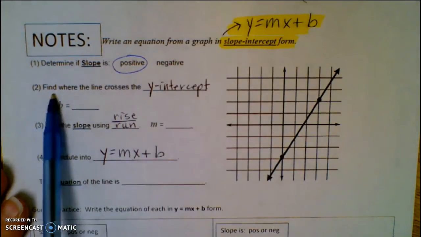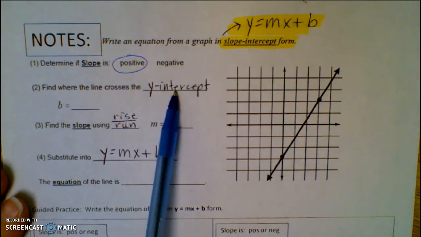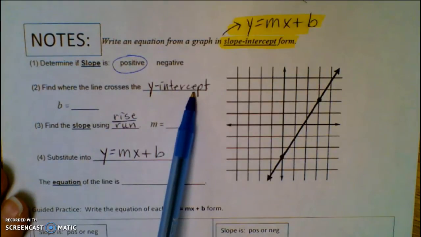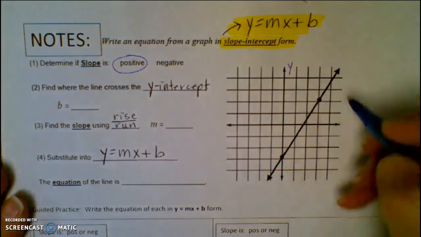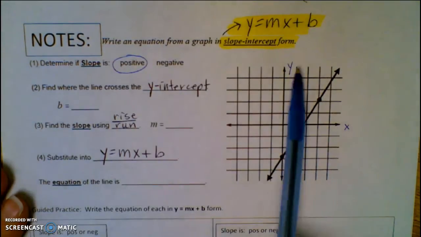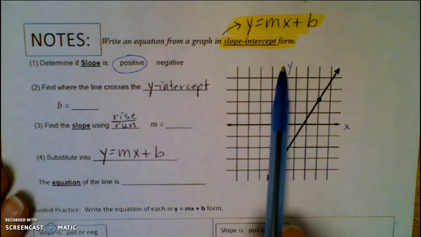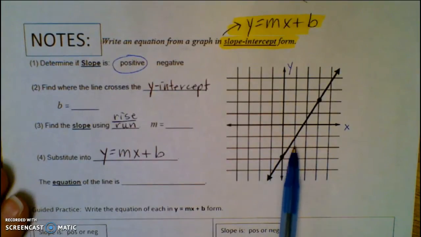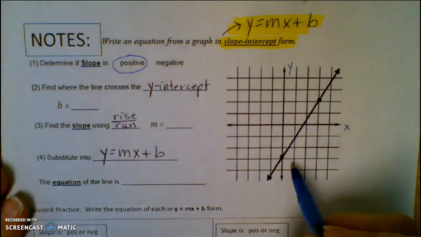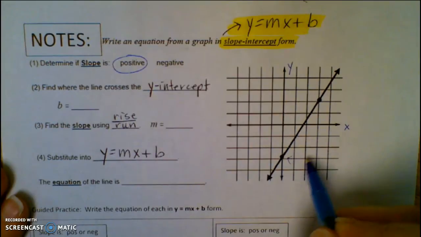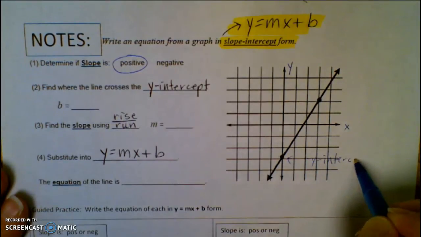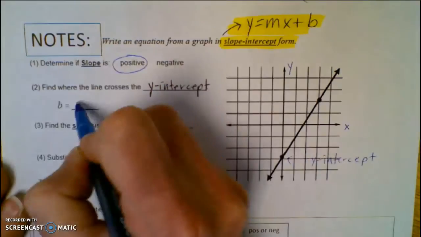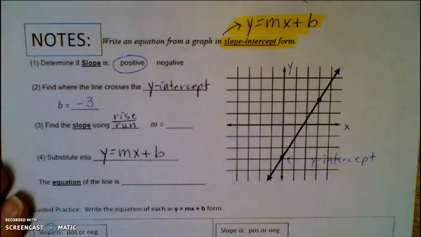Before we get to slope, we are going to locate where your line crosses the y-intercept. The y-intercept, remember, is where your line crosses the y-axis. Your y-axis is always your vertical axis, and this particular line seems to be crossing down here 3 points below the origin. So our y-intercept is going to be given as -3.